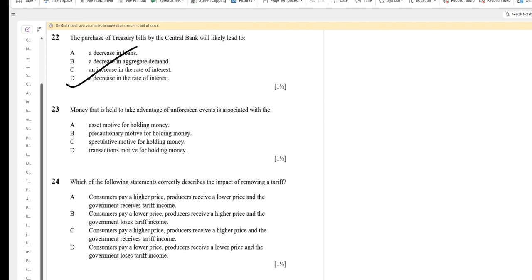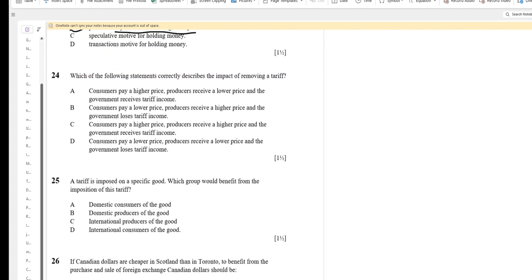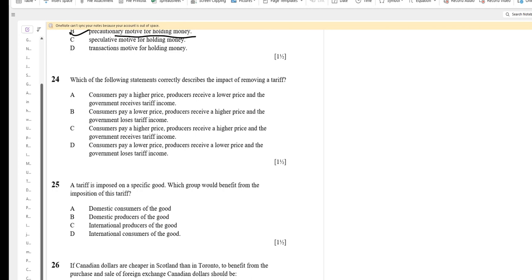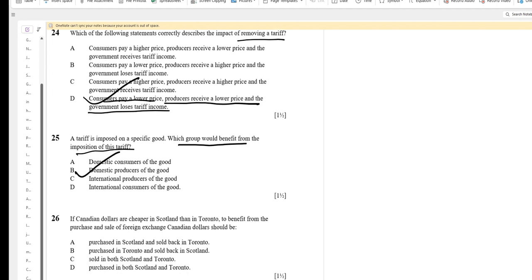Money held to take advantage of unforeseen events is associated with the precautionary motive of holding money, precautionary. Okay, next 24. Which of the following statements correctly describes the impact of removing the tariff? So this is the consumers pay a lower price, producers receive a lower price, and the government loses tariff income. 25. A tariff is imposed on a specific good, then who would benefit from the imposition of the tariff? So this is the domestic producers of the good.